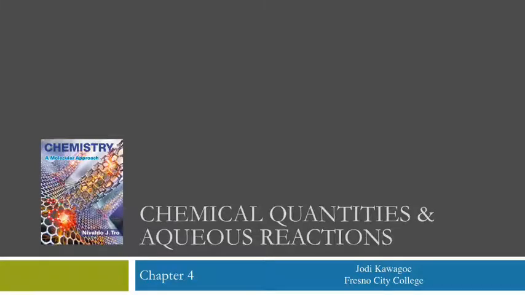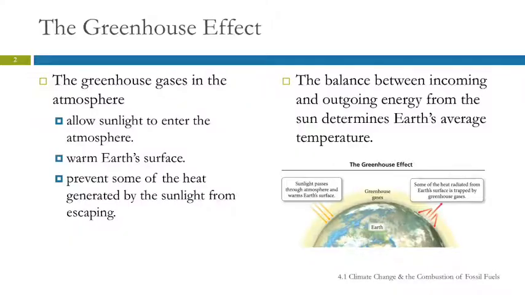So in Chapter 4, we're going to talk about chemical quantities and aqueous reactions. This chapter starts out with a little bit about the greenhouse effect and global warming. I'm not going to test you on this, but I'm just going to talk about it briefly because I think it helps us to make connections between real life and what we're learning about in chemistry.